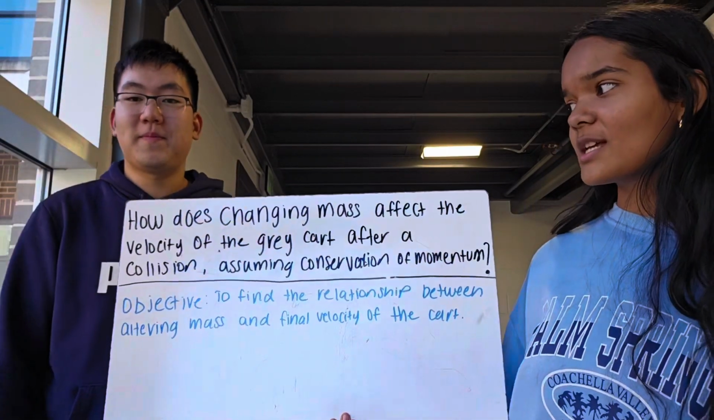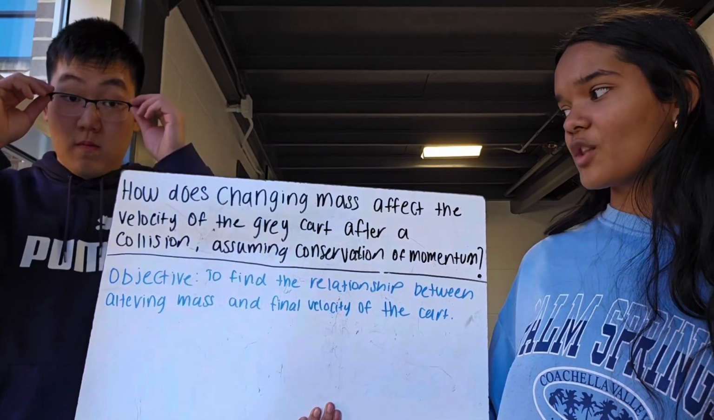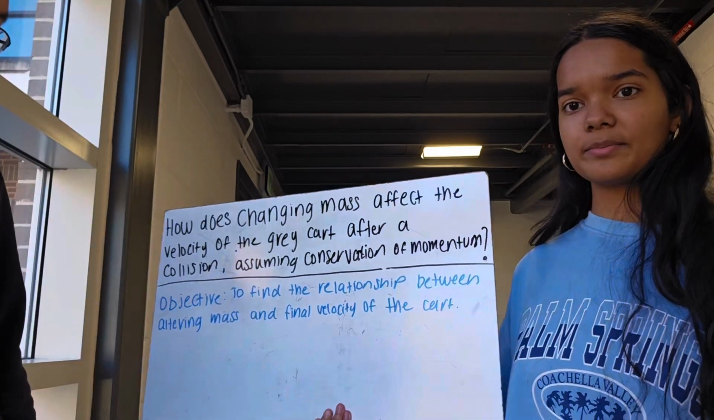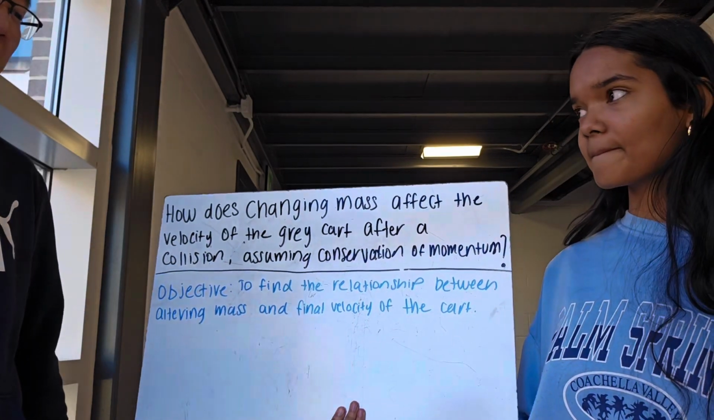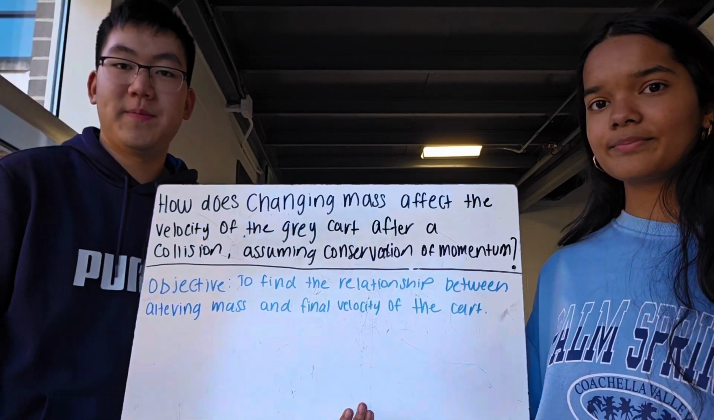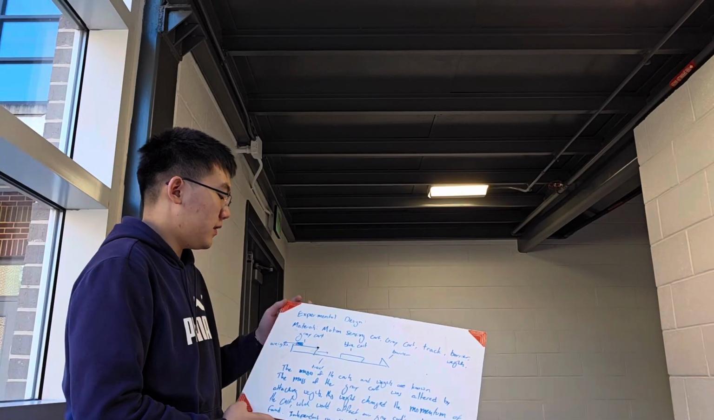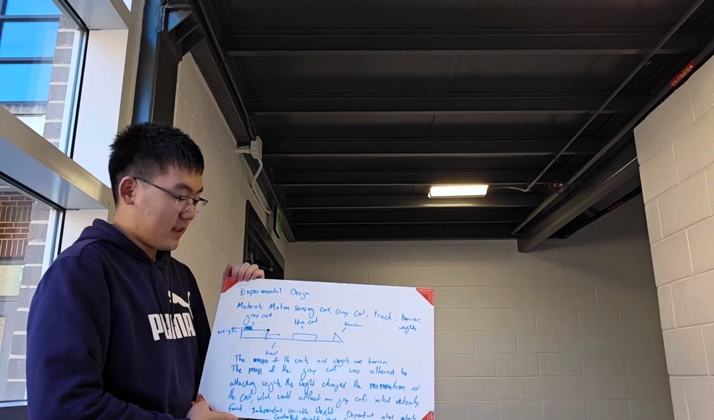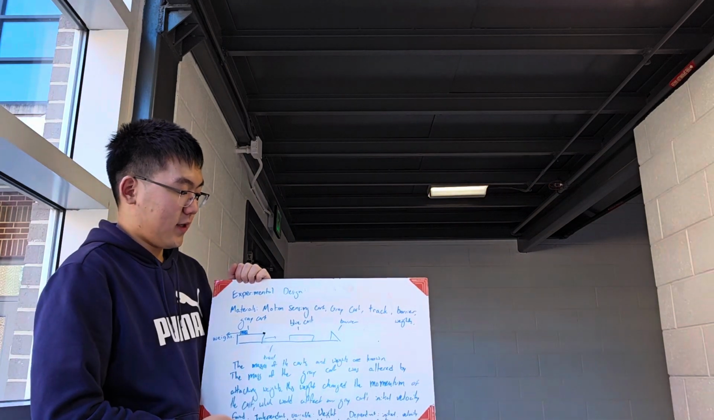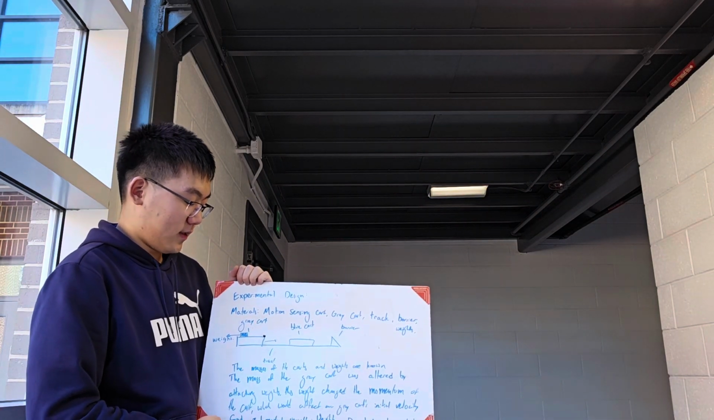Okay, so our question is, how does changing mass affect the velocity of the gray cart after a collision, assuming conservation of momentum? The objective is to find the relationship between altering mass and final velocity of the cart. So in our experimental design, our materials were the motion sensing cart, which is this one right here, our gray cart right here, the track, the barrier, and weights.